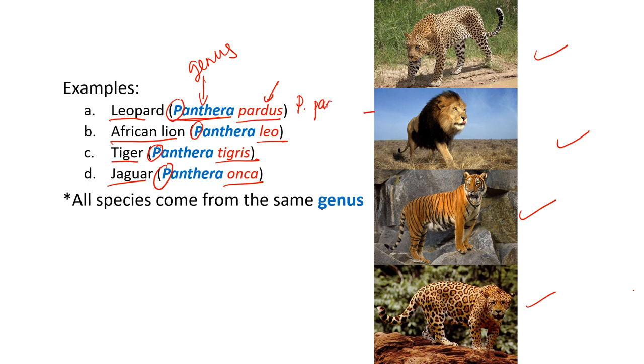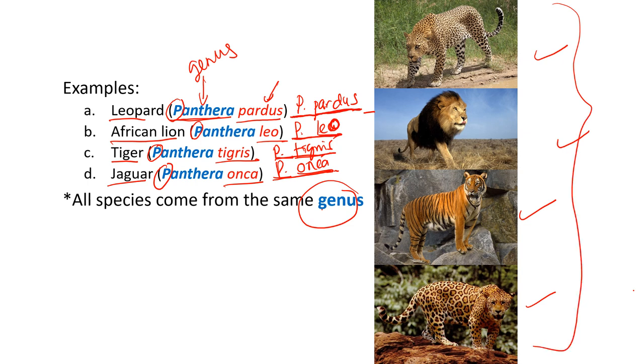P. pardus. If it were to be handwritten, you have to underline. Panthera leo, underline. Panthera tigris, underline, and Panthera onca, underline. It is still accepted if you underline the whole name. All these cat species come from the same genus.